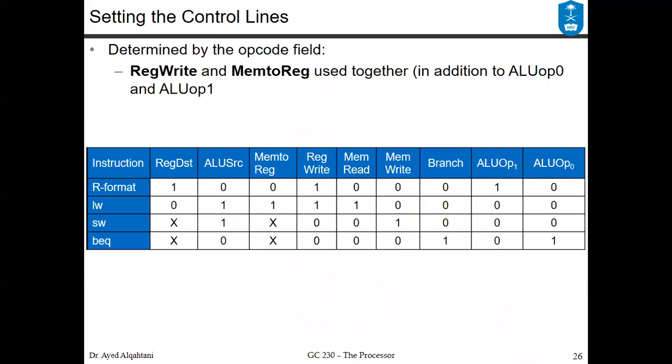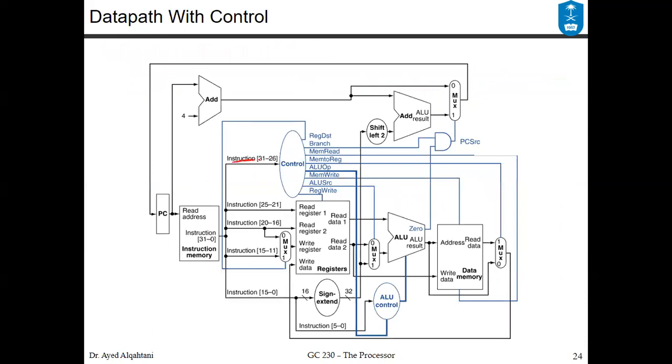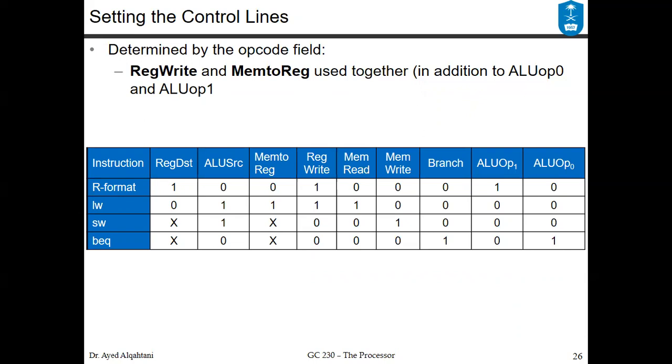Now, setting up the control lines. We know that they are determined by the opcode. So this control takes the opcode, and based on the opcode, it gives you everything here. So let's try to fill it for our instructions, the subset that we took. For if the instruction is R type, load, store word or branching, what happens for these controls?